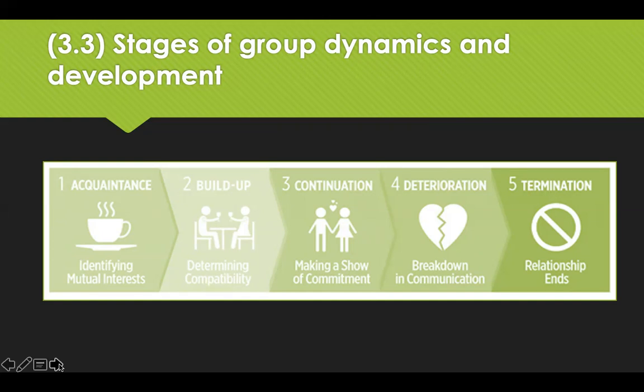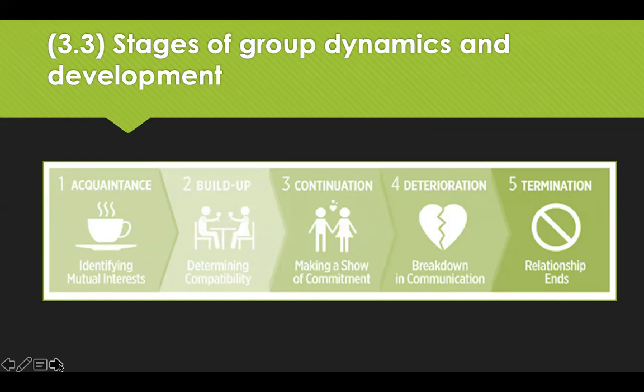B is for build up. You engage in self-disclosure and become increasingly interdependent, and you can start to trust and care. In the C, this is the continuation. The relationship is consolidated and based on mutual commitment to a long-term relationship.